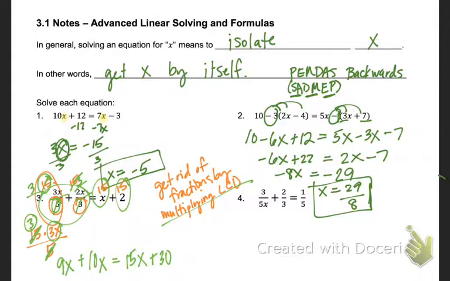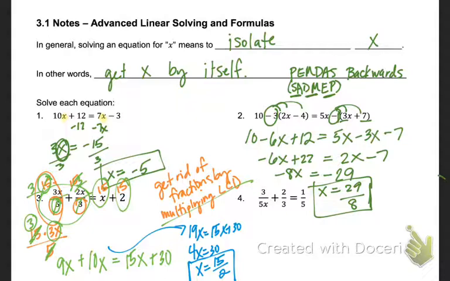So then I'm going to go ahead and finish this problem out. 19x equals 15x plus 30. Subtract the 15x. So x equals 15 over 2, which I got by 30 divided by 4, and I went ahead and simplified.